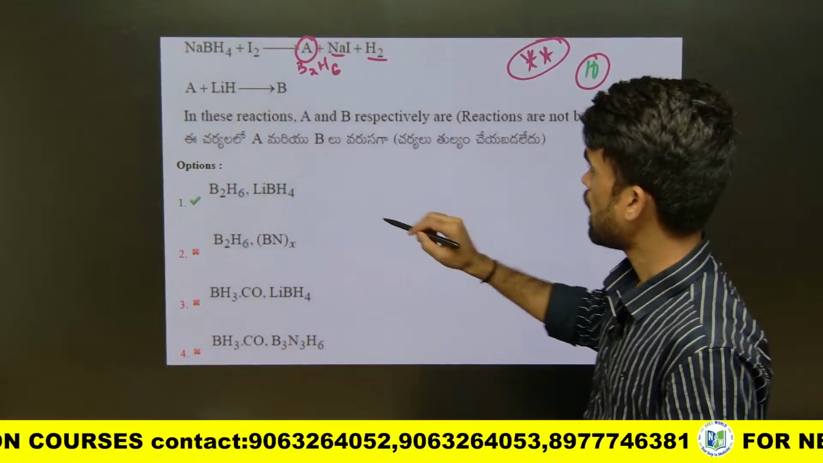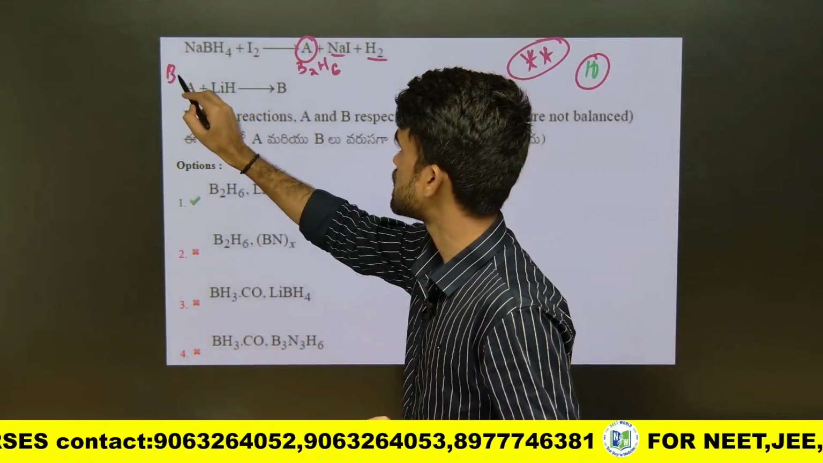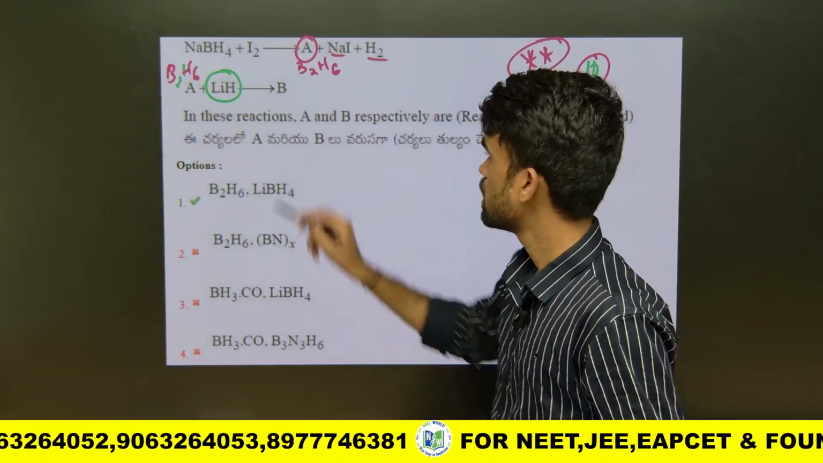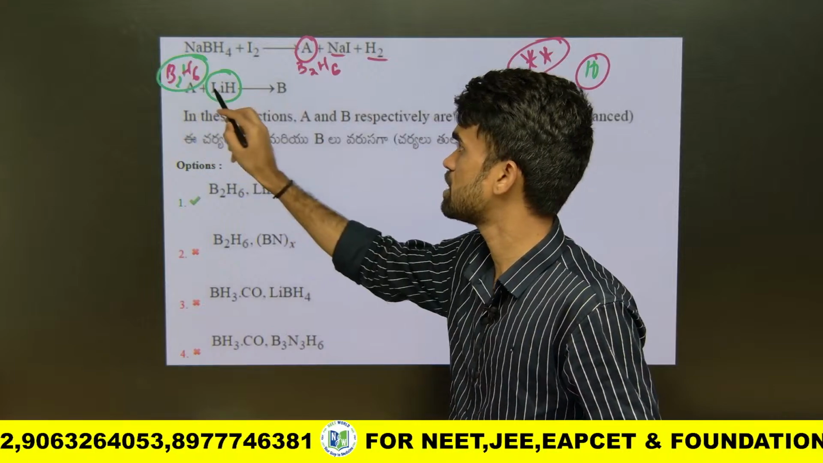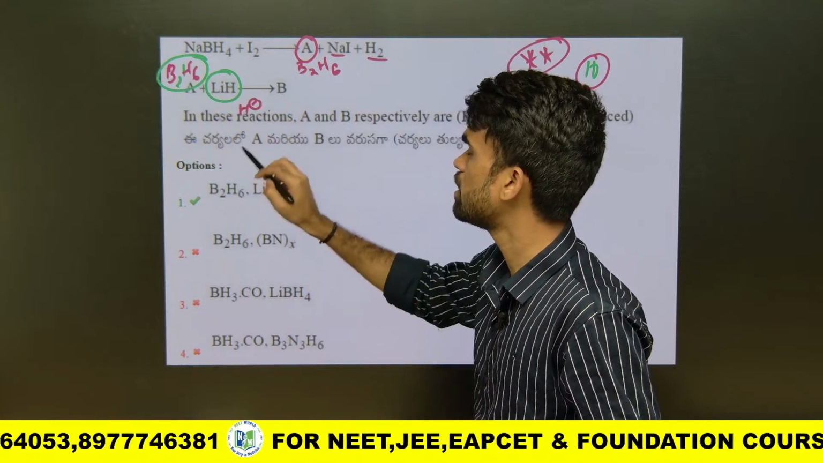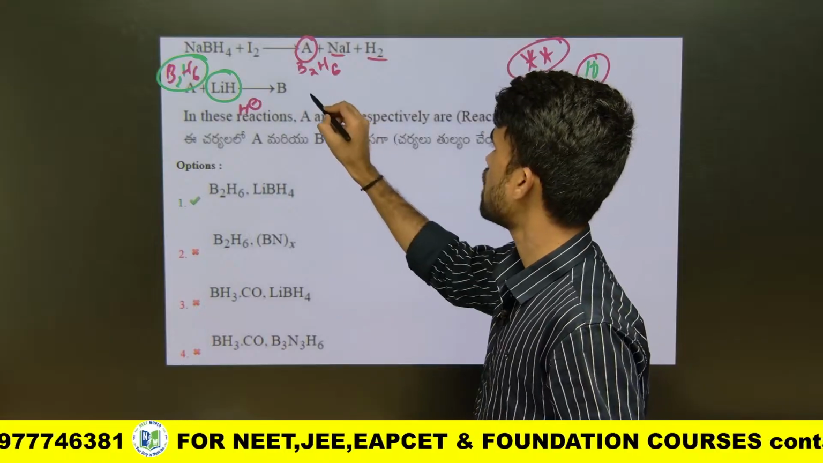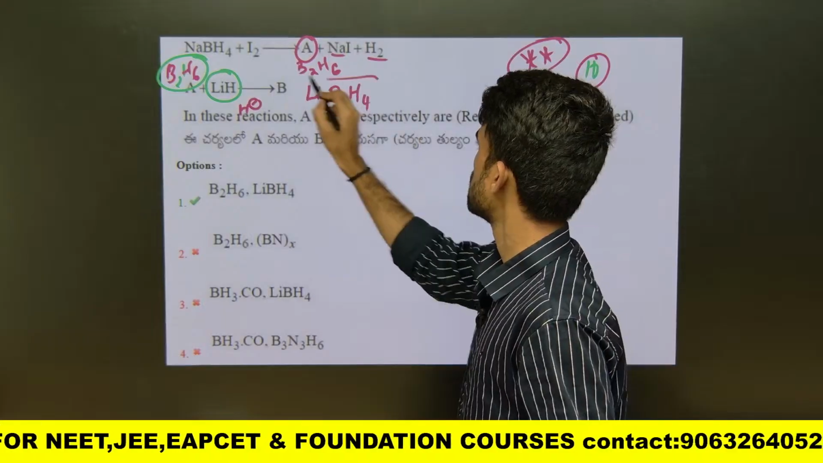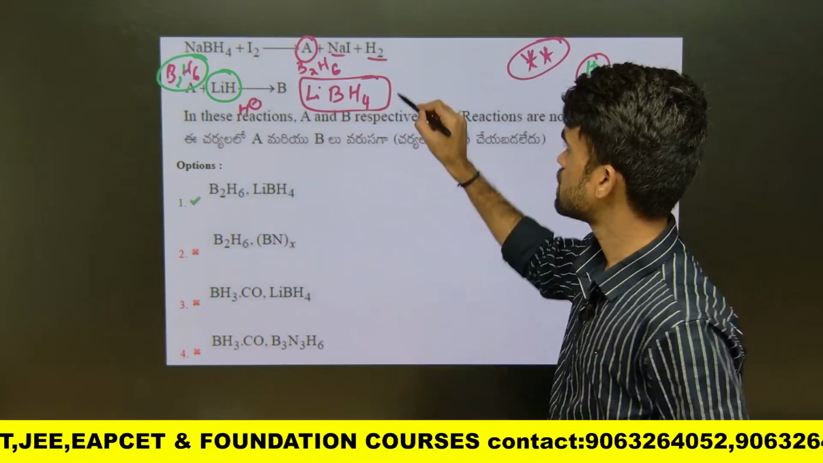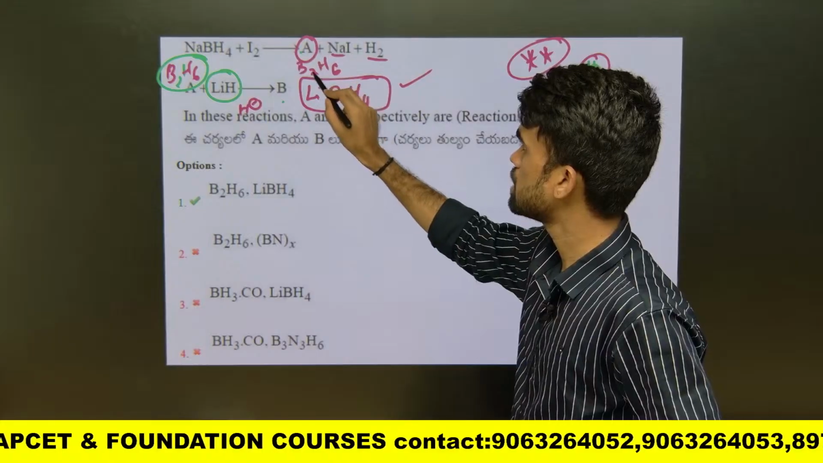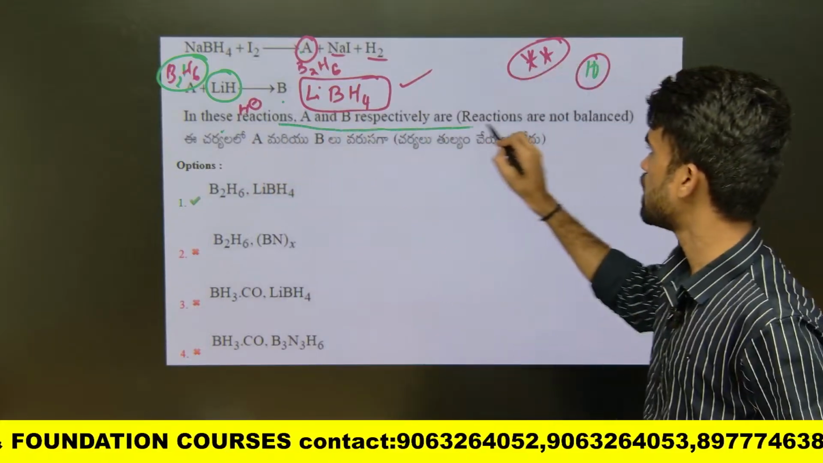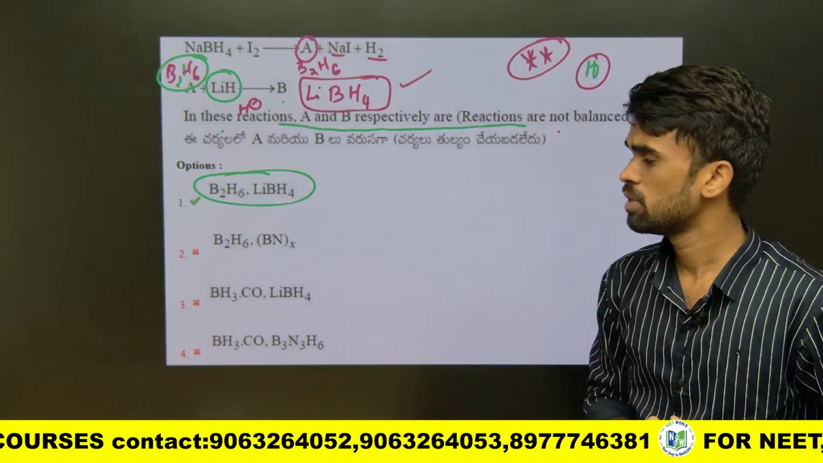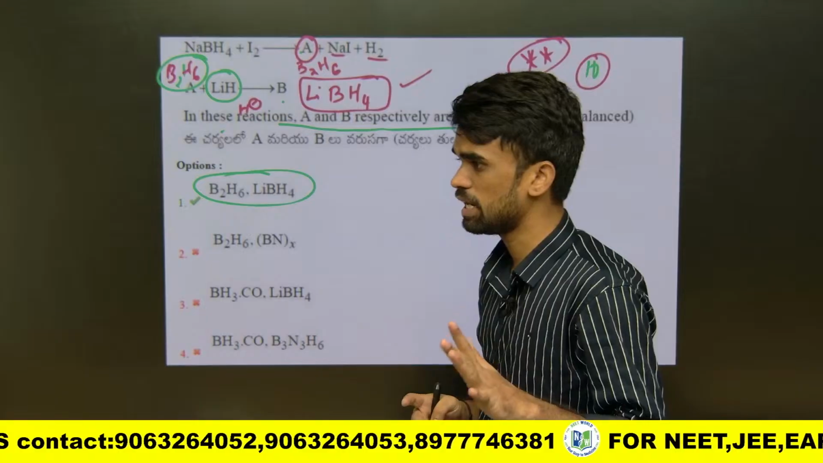Okay, and this diborane B2H6 upon treating with lithium hydride, LiH. The diborane is electron deficient. Now the hydride ion is a nucleophile here, so that will react with this and form lithium borohydride, LiBH4, like this. So now this is the product B here and product A is our B2H6. A and B are respectively B2H6 and LiBH4, lithium borohydride. Hope it is clear, right?